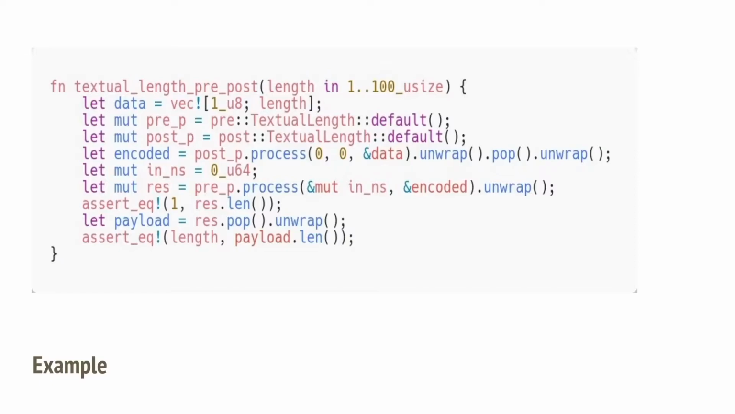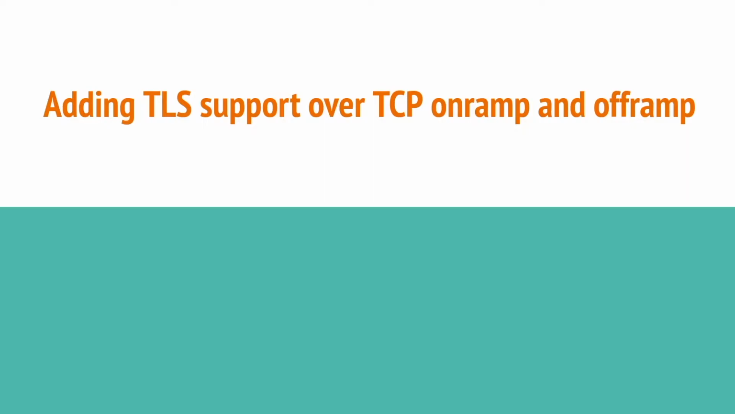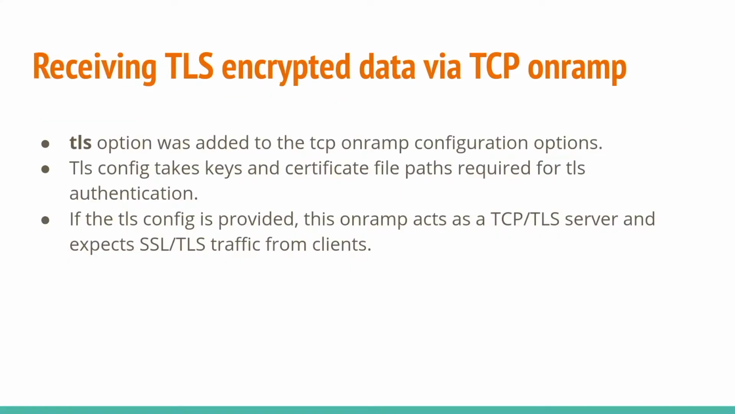Now, after achieving this milestone, Tremor could process the syslog messages correctly which it received from TCP. But there was one major milestone left, that was adding TLS support over TCP on-ramp and off-ramp. It was again divided into two parts. The first part was receiving TLS encrypted data via TCP on-ramp.